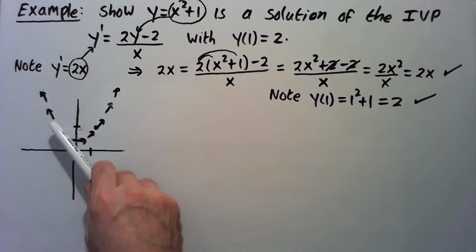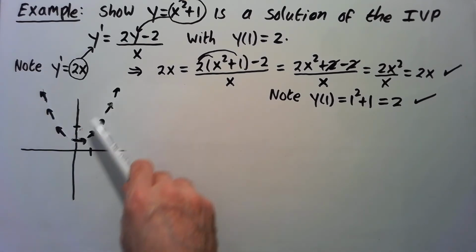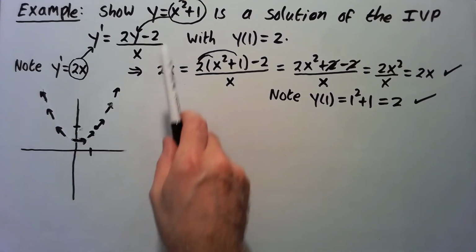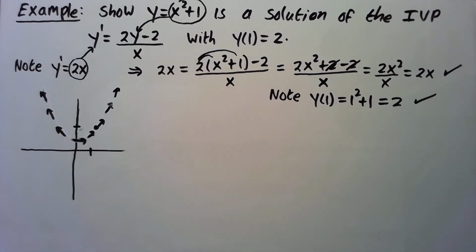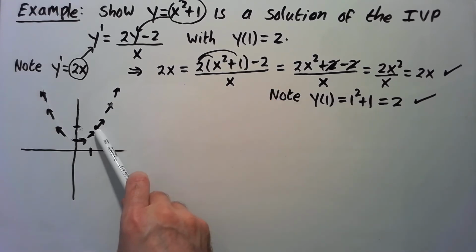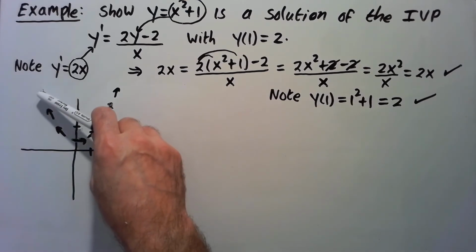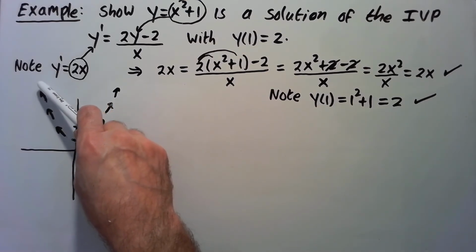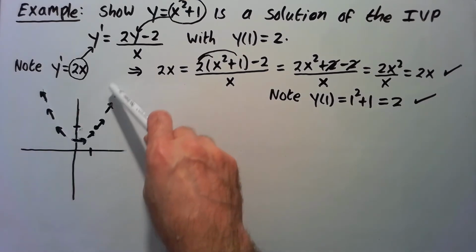So in particular, the slopes of these tangent lines would be the slope field of our solution curve, x squared plus 1, with the initial condition y(1) being 2. So you can see if you knew the slope field, you could then use it to sketch the graph of the solution curve. That's the idea here.